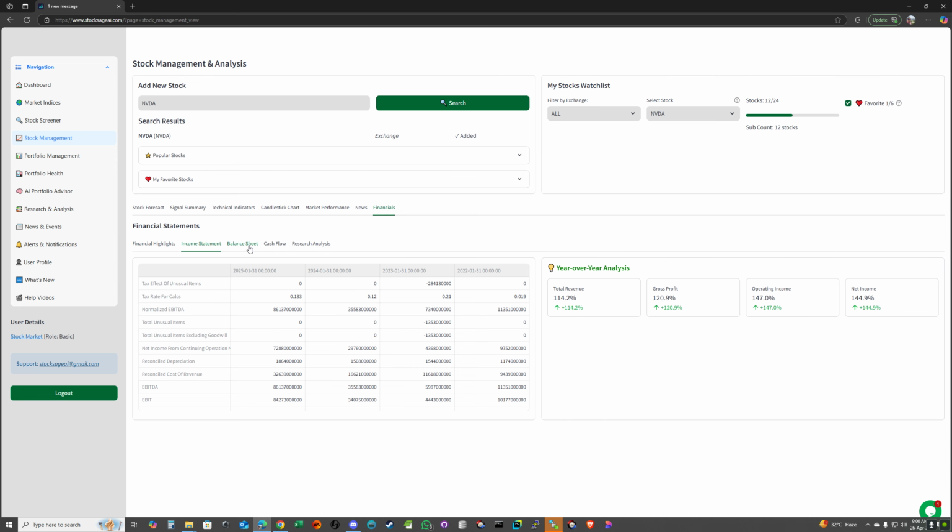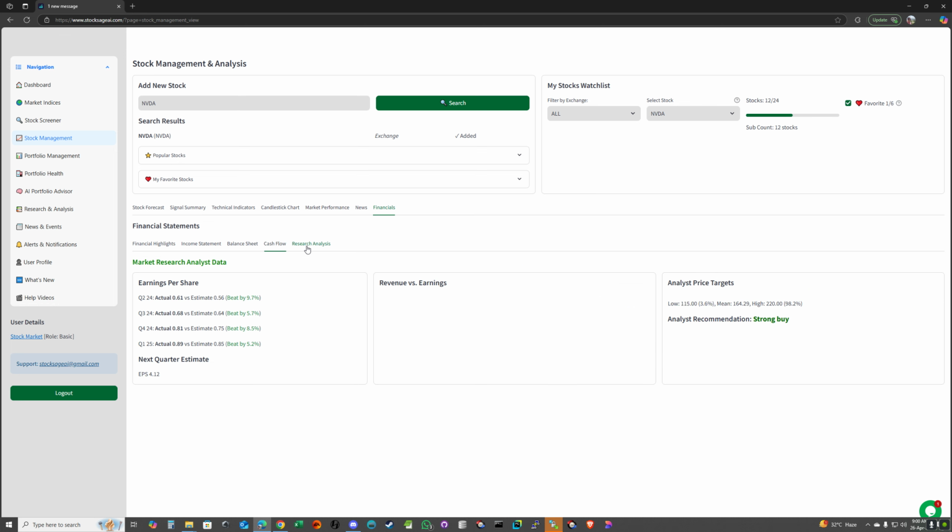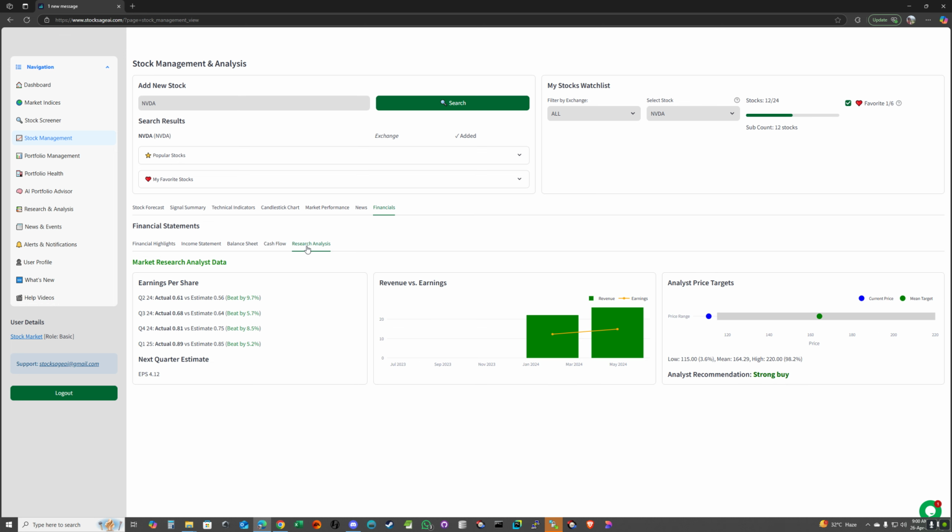I'll just go through these different tabs. This is the income statement, this is the balance sheet, this is the cash flow for the company. And this is the research analysis, based on what the market research is saying and what the market analysts are recommending for the specific stock.